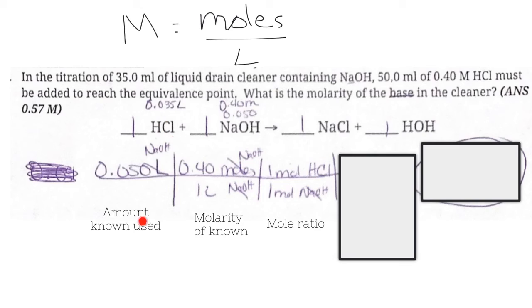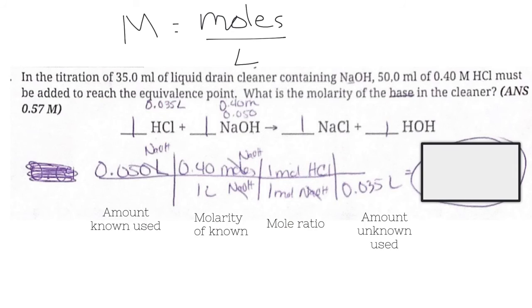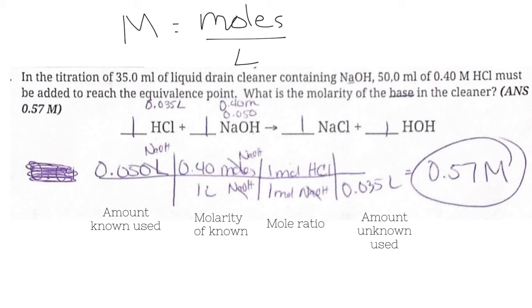And then what I want to do, molarity again, is moles divided by liters. Currently I have moles of HCl. I also know how many liters of HCl I used. So I'm just going to put the 0.035 liters on the bottom. Notice that these two don't cancel, so I'm left with literally moles divided by liters, and that is going to give me my 0.57 molar or mole per liter solution of HCl.